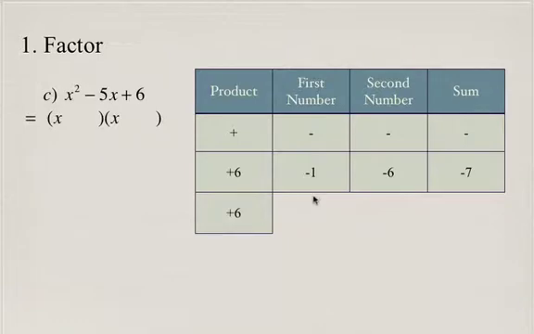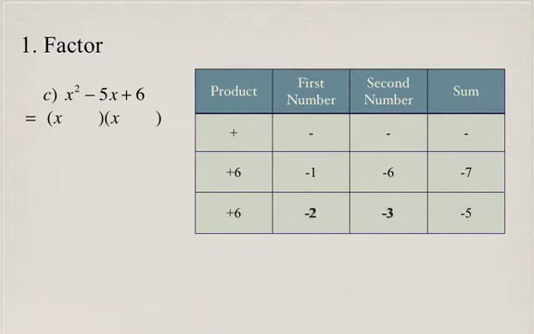Next, we'll move up to the next factor of 6, which is going to be -2. Well, -2 times -3 is equal to +6, and -2 plus -3 is -5. So our two numbers that have a product of +6 and a sum of -5 are -2 and -3.